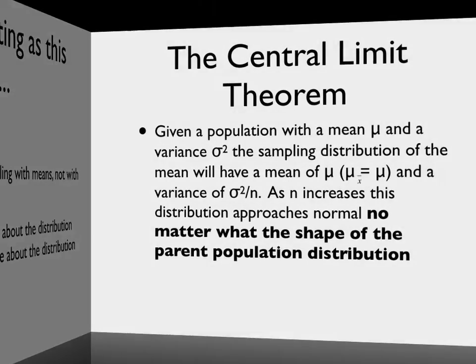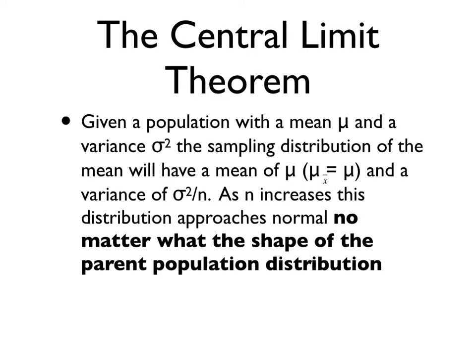And this is because of something called the central limit theorem. Given a population with a mean mu and a variance sigma squared, the sampling distribution of the mean will have a mean of mu sub x bar equals mu, and a variance of sigma squared over n. We talked about this the other day. As n increases, the distribution approaches normal, no matter what the shape of the parent population distribution. And you may have heard tell that at 30, it's normal. It's pretty damn close to normal actually when n is like 5. They become almost indistinguishable at 30. But at n equals 5, you basically have a normal sampling distribution.